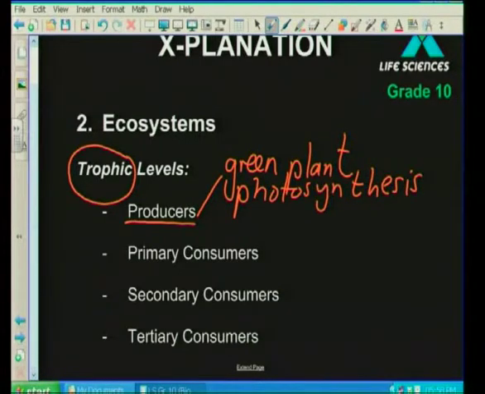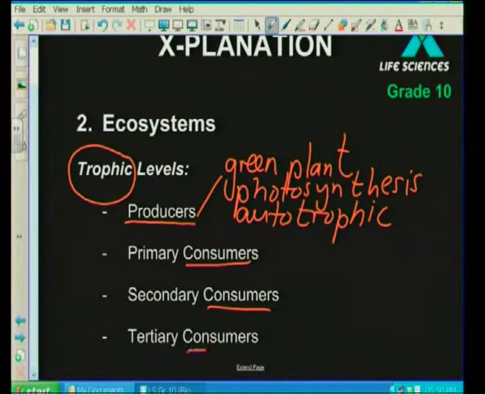And we're going to say that green plants, or producers, are also autotrophic. Remember that word, autotrophic, which means self-feeders. So on our first level in the food chain, not the first level of consumers, this is our first trophic level. That first trophic level is a self-feeding level, and that's our producers.